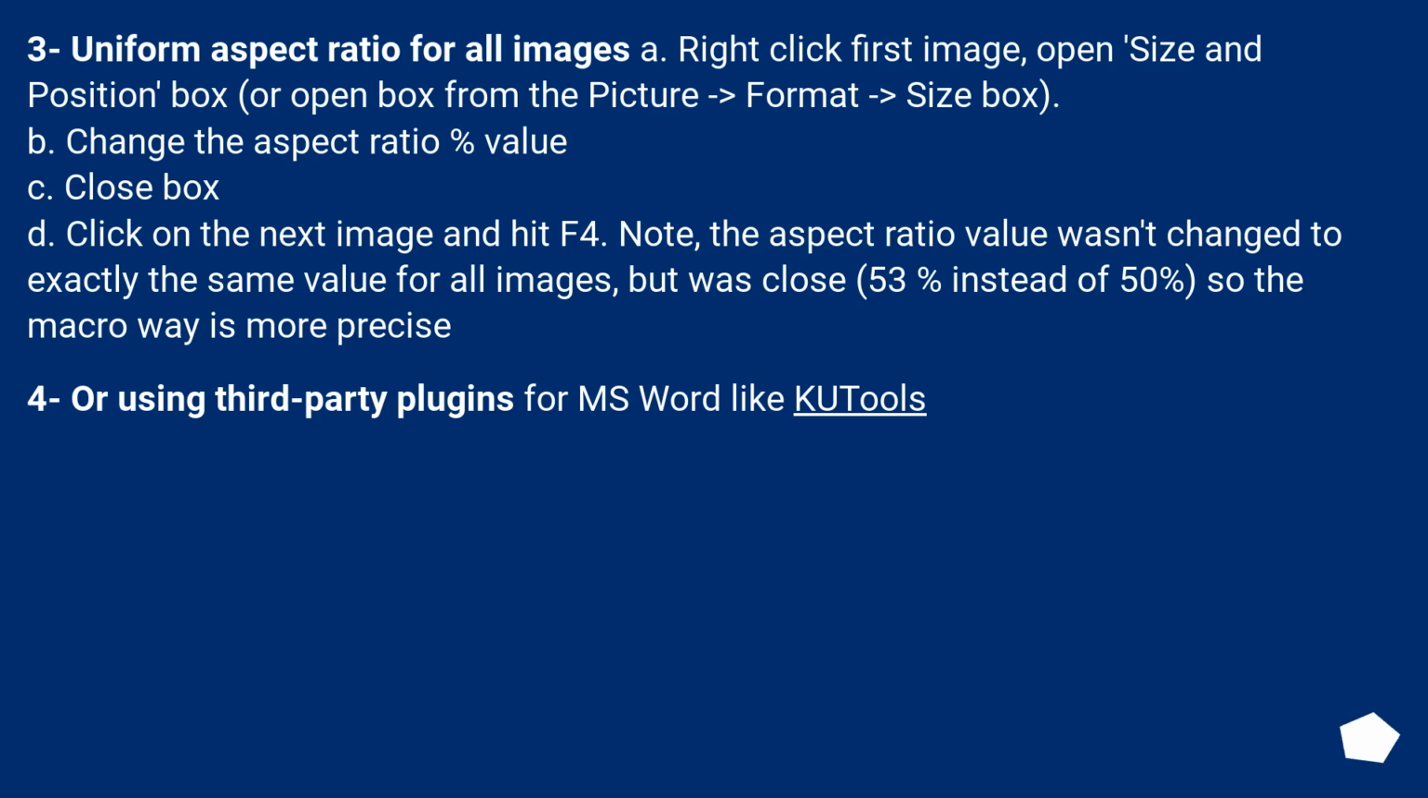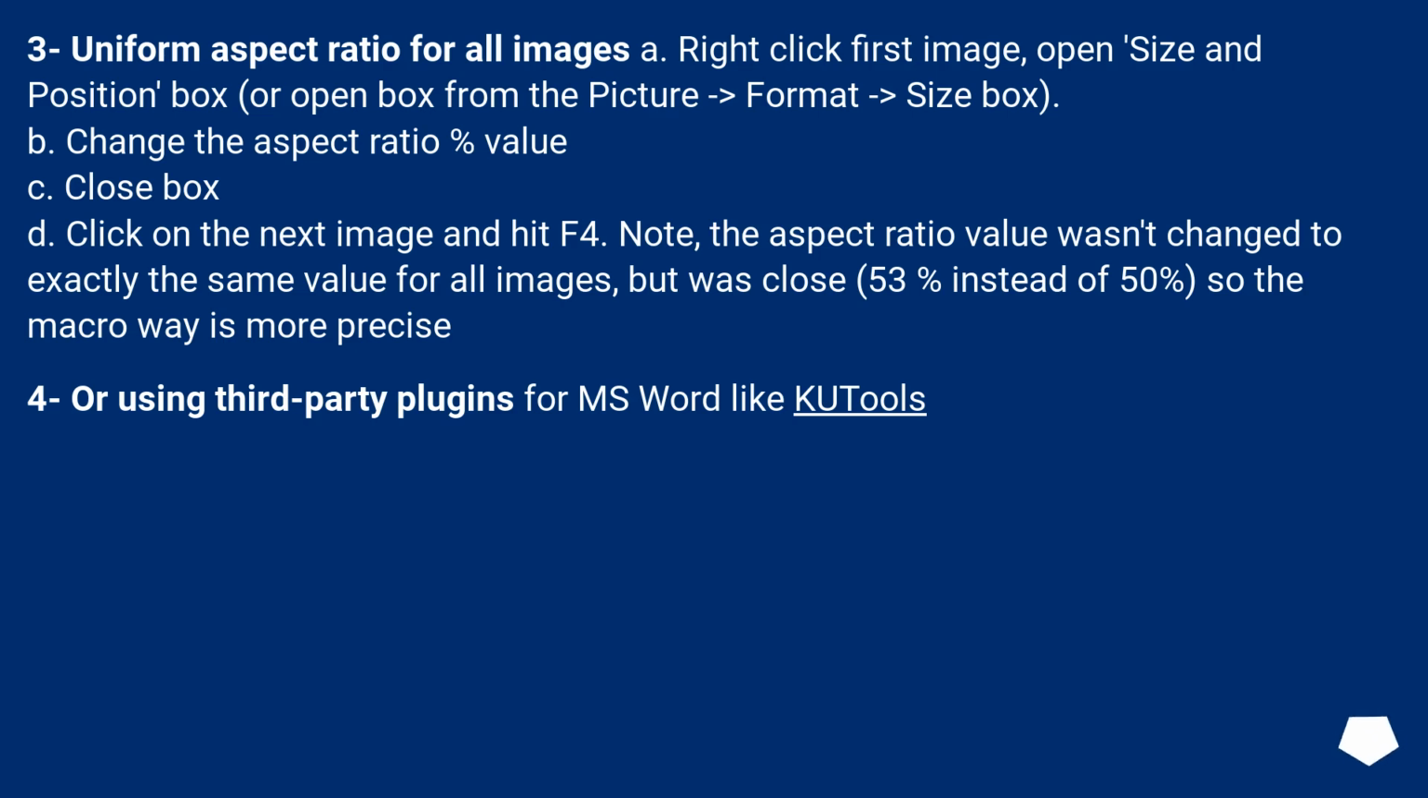3. Uniform aspect ratio for all images. A. Right-click the first image, open the Size and Position box, or open the box from Picture Format, Size box. B. Change the aspect ratio percent value. C. Close the box. D. Click on the next image and hit F4.